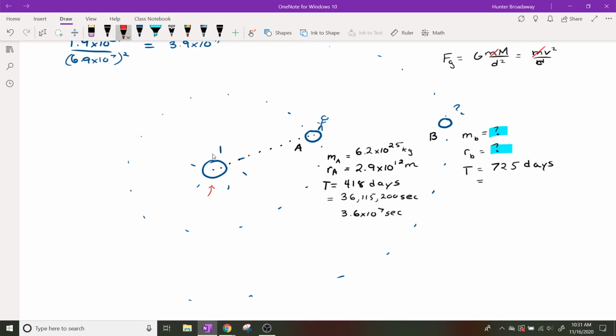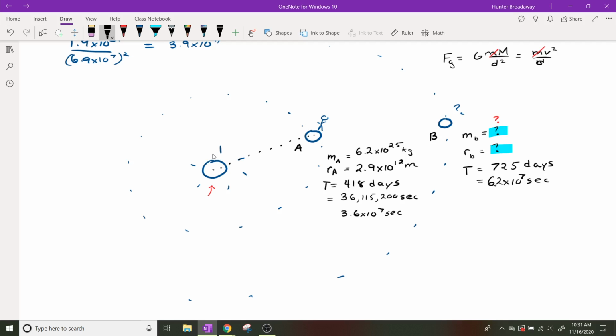So the question is, how are we going to find the mass of B if we're canceling out the masses and it doesn't matter? So why don't we worry about the radius first? I think the radius is probably the easier one to work with. What was 725 days in seconds? Okay, 6.2 times 10 to the 7th, right? Seconds. That works for me.